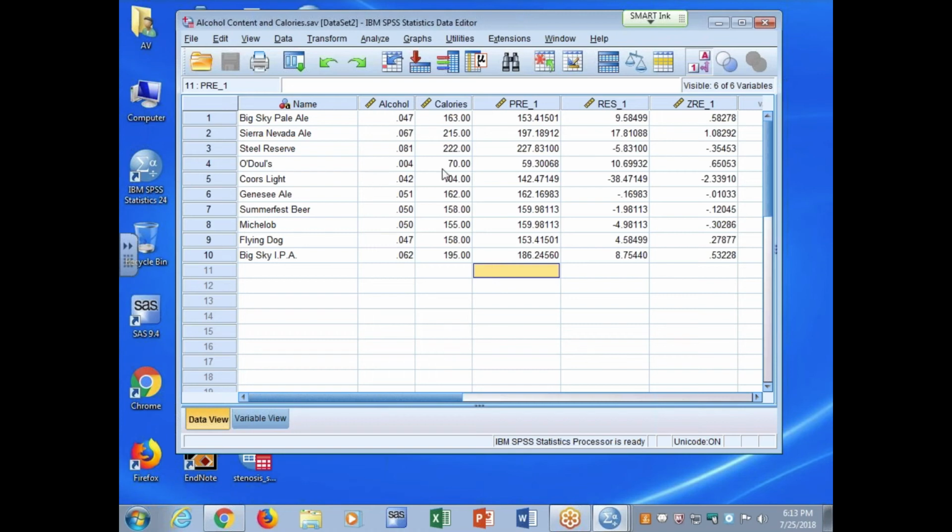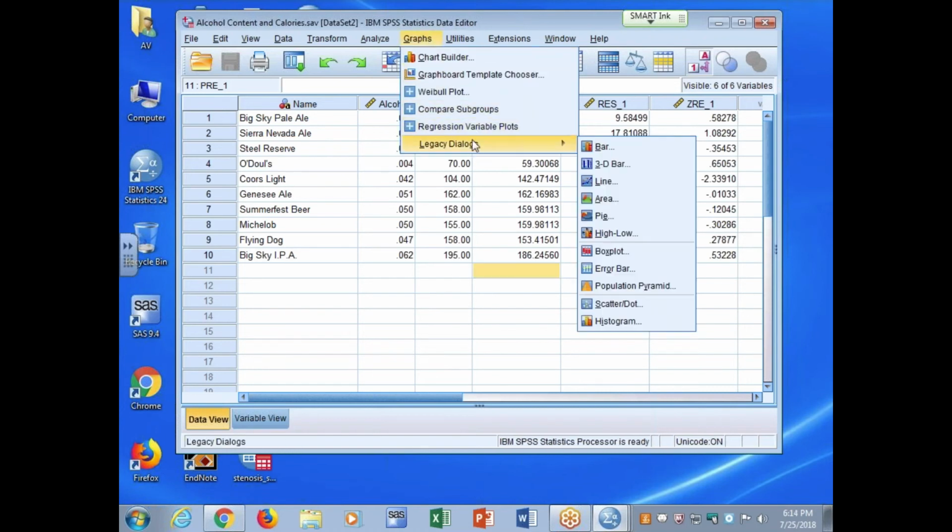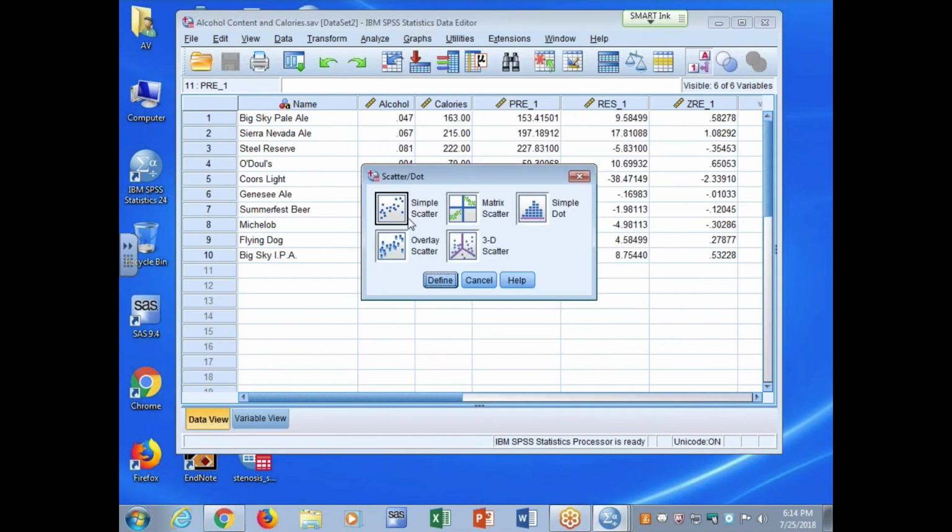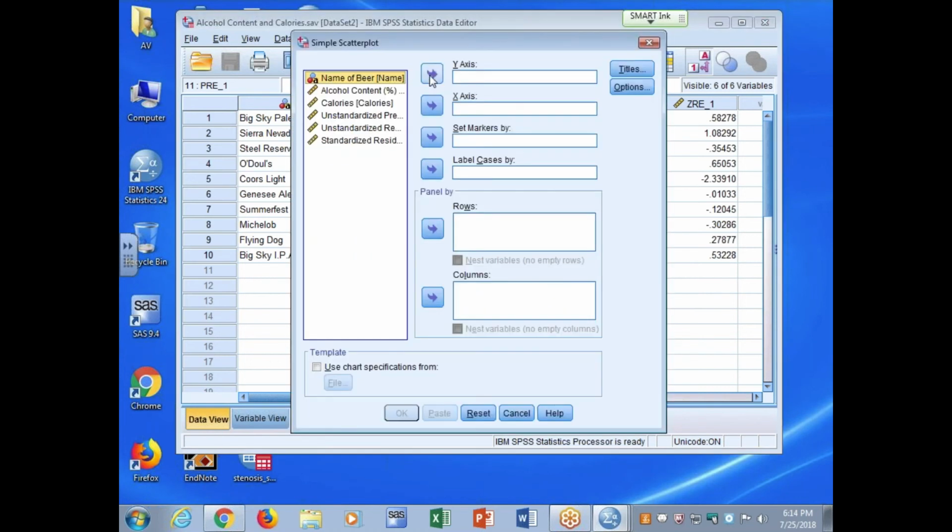If I wanted to first get a look at this, and this has already been given to you in the material in one of the pictures on the exam, if I wanted to get a quick idea of whether these were related, whether there's a correlation between alcohol content and calories, well, I might simply start off by doing a scatter plot. I'm going to go down here to scatter plot, or scatter dot as they call it here. I'm going to click simple scatter dot, and I'm going to move in.